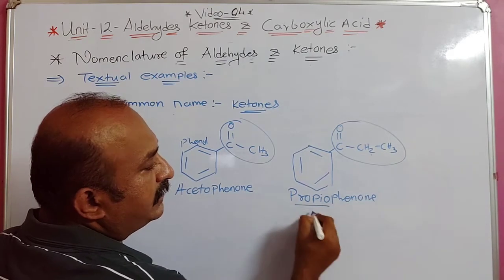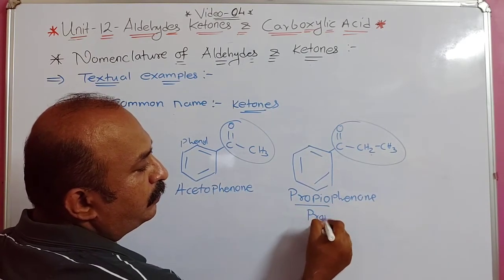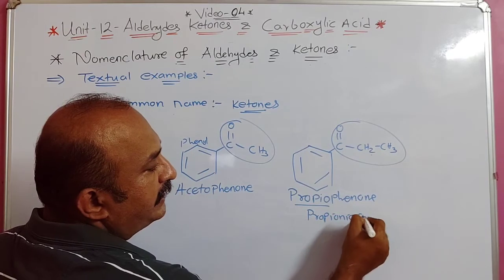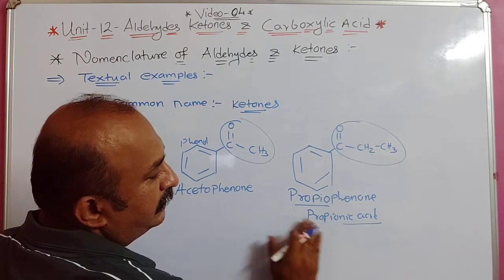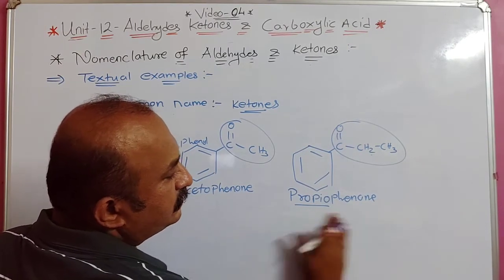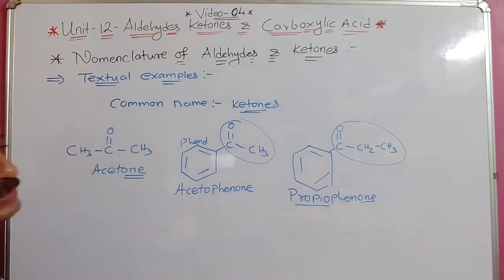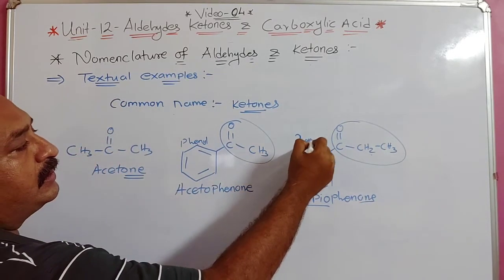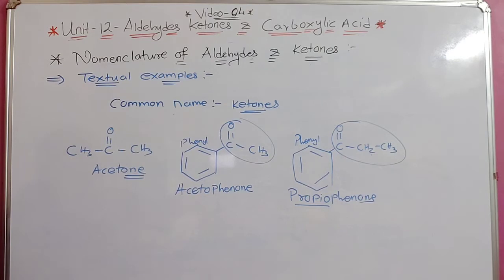Understood? So this word propio is derived from propionic acid. So the word used here is propio, and phenone is for the phenyl group, what we call. Understood? This is another example which is given in your textbook. You can write it down.